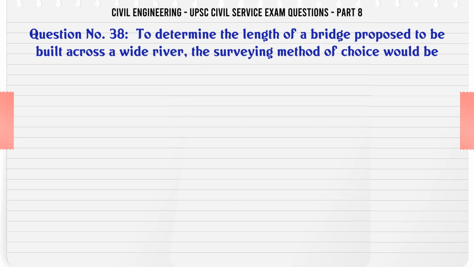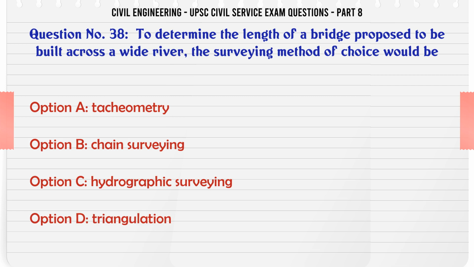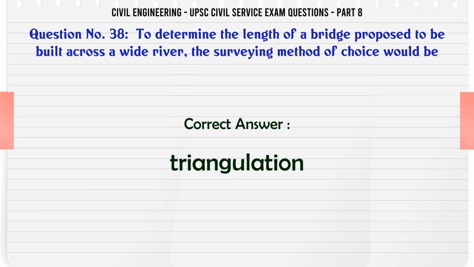To determine the length of a bridge proposed to be built across a wide river, the surveying method of choice would be A. Tachymetry. B. Chain surveying. C. Hydrographic surveying. D. Triangulation. The correct answer is triangulation.